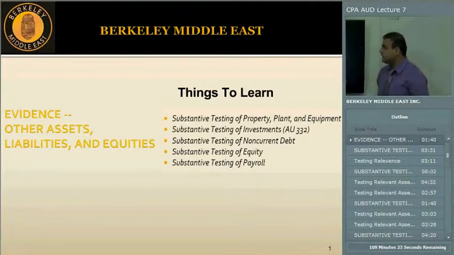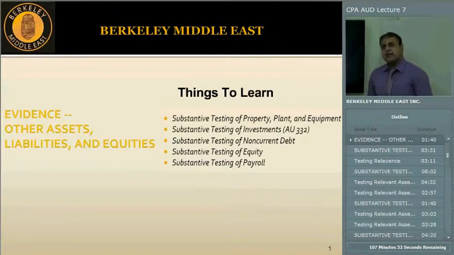Broadly, we will discuss the substantive testing of property, plant and equipment, that is a non-current asset, substantive testing of investments, and substantive testing of non-current debts, that is the liability, and the equity, and testing of the payroll system. Now, we are very clear what substantive testing is. Substantive testing is the detailed testing of the transactions.